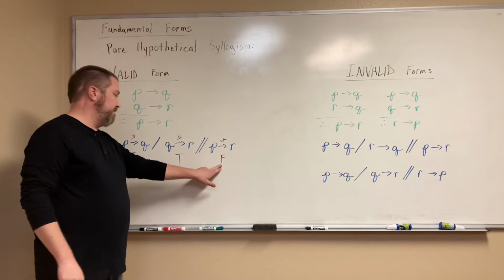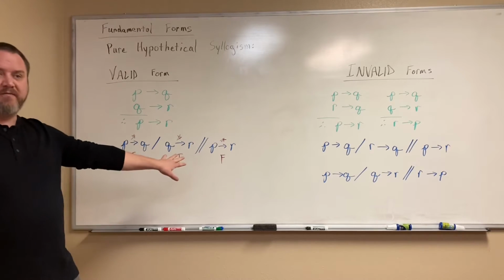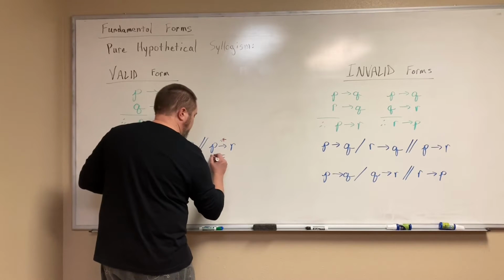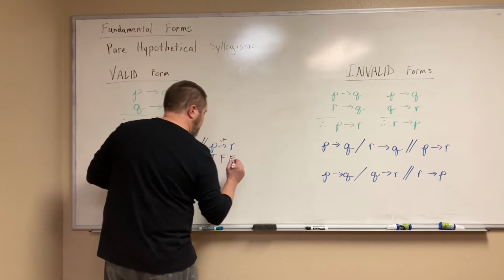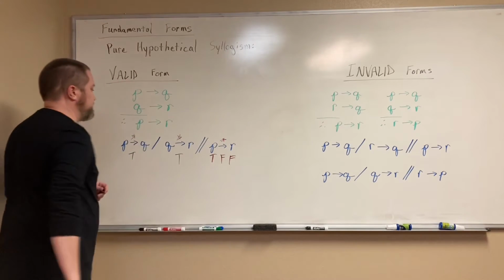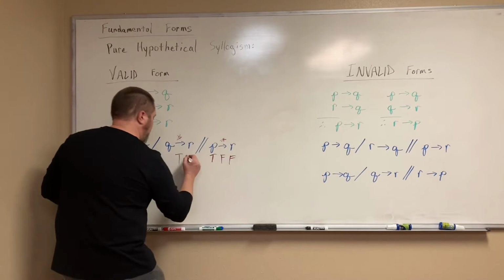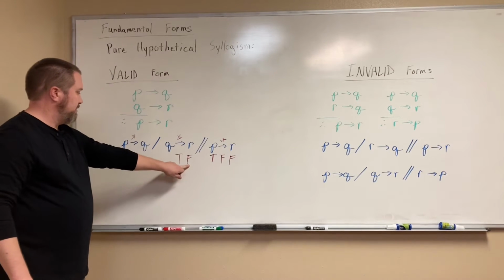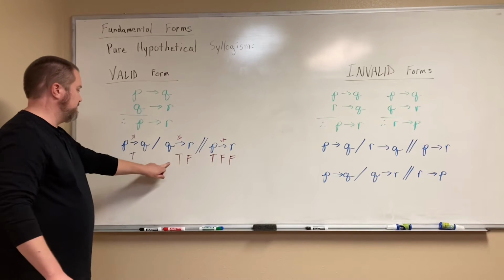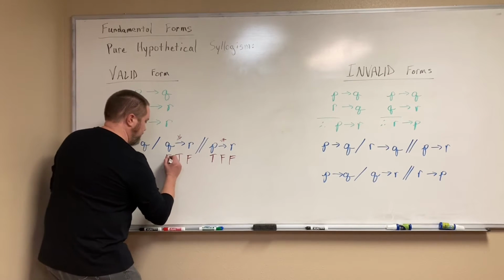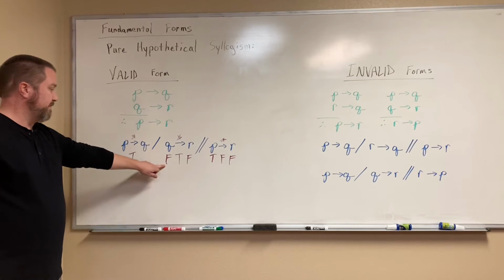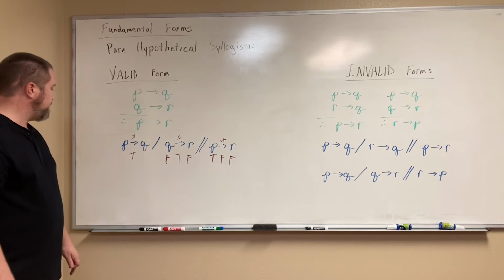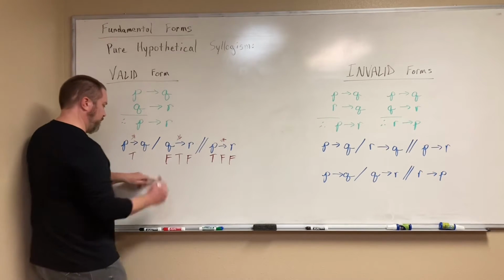So let's start with the false conditional, because whenever there's a false conditional, you're forced into a true antecedent, false consequent. So R is going to be false here. This conditional is true. If the consequent is false, you're forced into a false antecedent, because if it was true, then the conditional would be false, and we've already stated that.